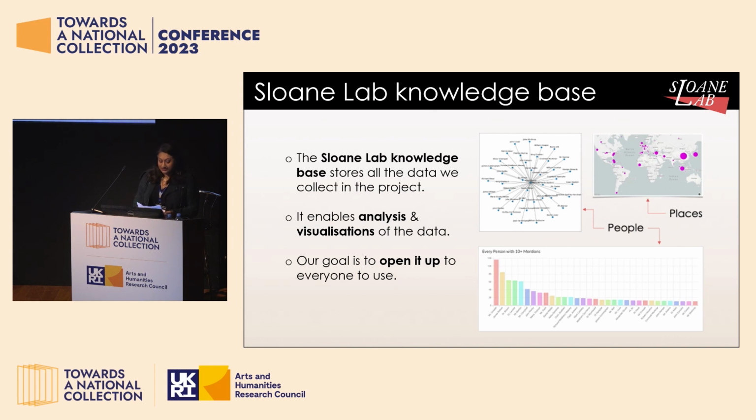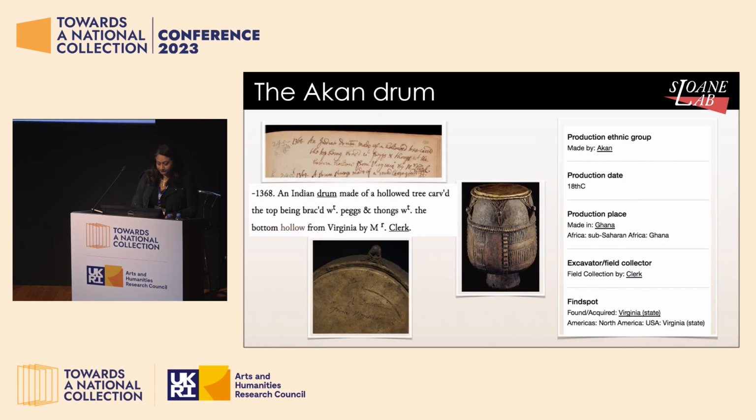Using just one object, the Akan drum, I'm going to give you an example of how this works and what looking at Sloane's collections from very different perspectives and integrating these perspectives into the project involves in practice. Now, Sloane's catalogue notes that the drum was a, quote, Indian drum, collected in Virginia by one Mr. Clerk before it entered his collection. Historic writing on the drum itself also notes, quote, a drum from Virginia. This is the first surviving layer of information that we have about this Akan drum.